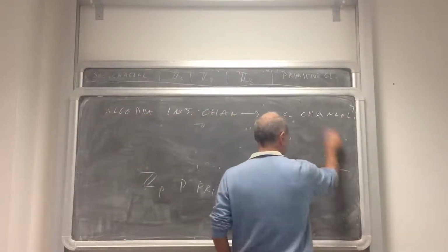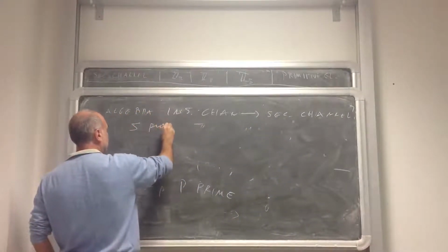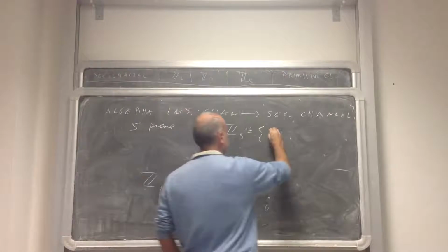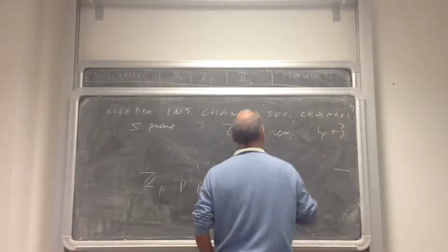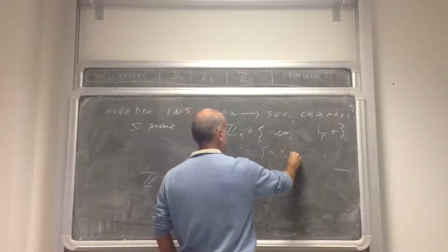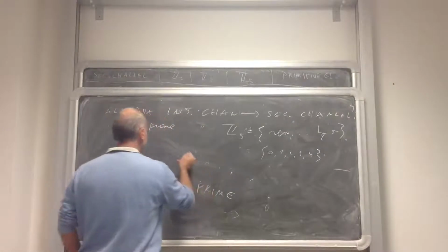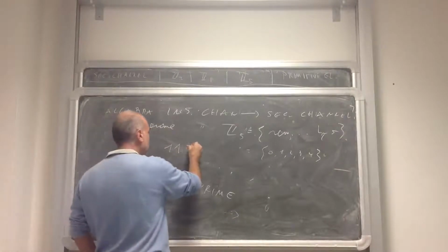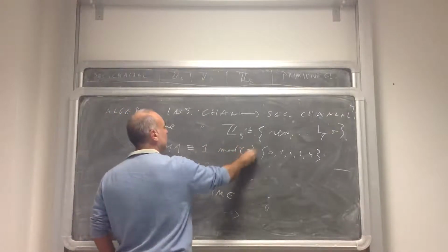So, for example, we can take 5, which is a prime. Now, what are remainders? We define Z5 as remainders of division by 5. What are the possible remainders? 0, 1, 2, 3, 4. What we do is write the following. If we divide 11 by 5, we get remainder 1. So we write 11 is congruent to 1 mod 5.